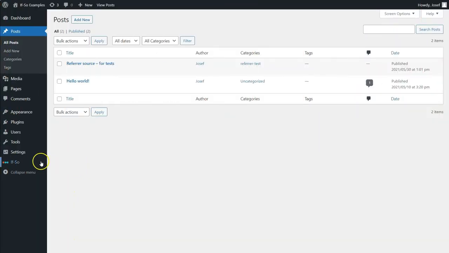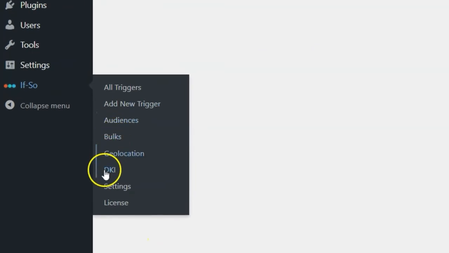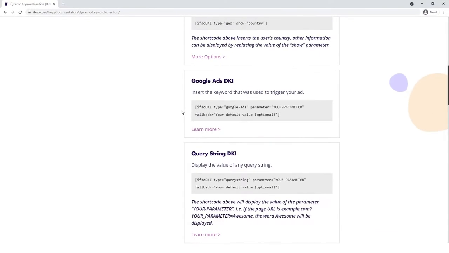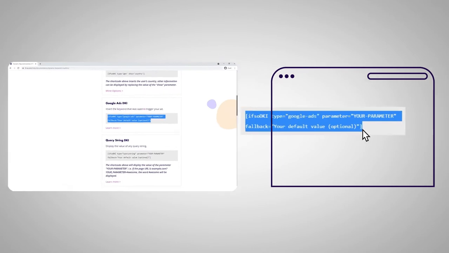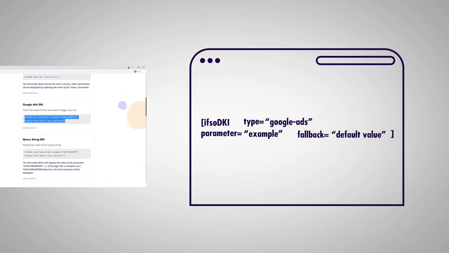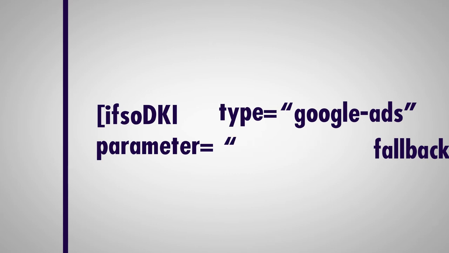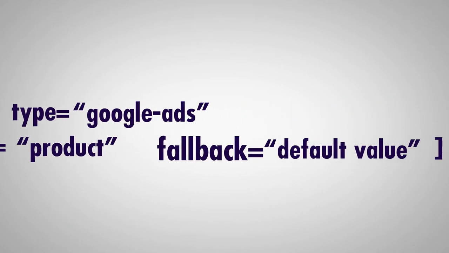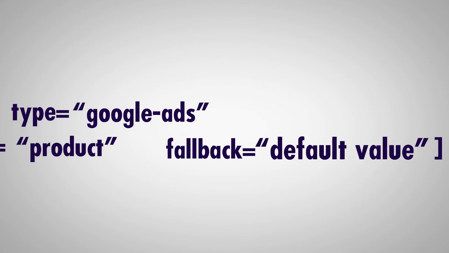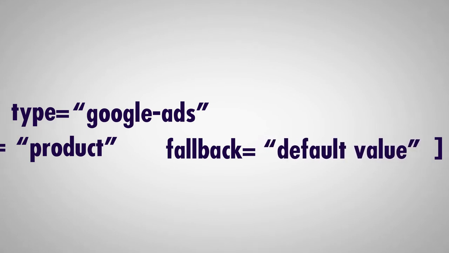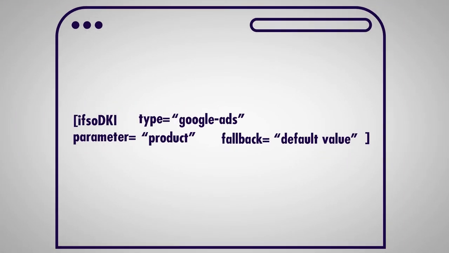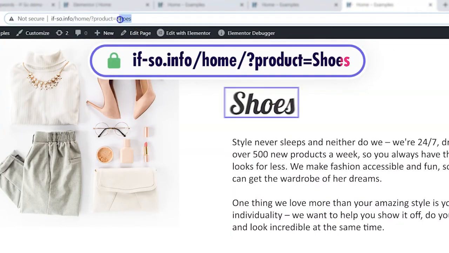To display a value of a certain parameter on your page, simply copy the DKI shortcode and paste it into your landing page. This DKI shortcode will display the value of the parameter example. You can replace it with your own parameter name. The fallback parameter allows you to set the content that will be displayed whenever the parameter doesn't exist in the URL.